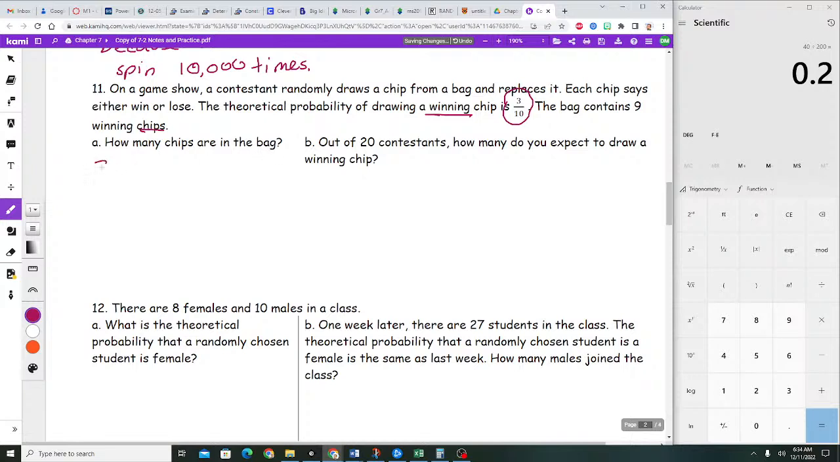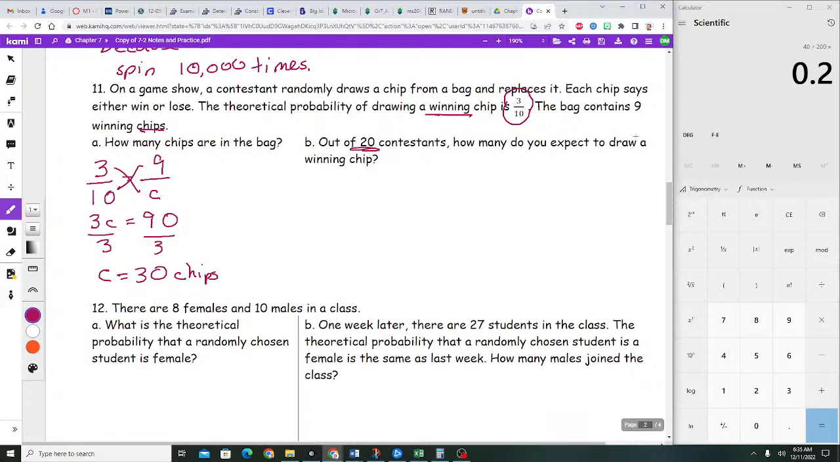All right. So we go 3 over 10 equals 9 over C. So we cross multiply. 3C equals 90. Divide both sides by 3. And C equals 30. So there's 30 chips in the bag.